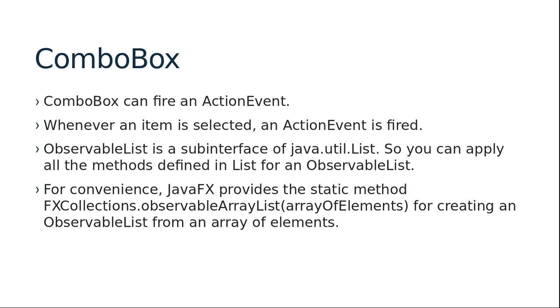Now if you do not have a list directly, and let's say you have an array of all the options, then you can directly convert your array to an observable list using the observableArrayList method, which is there in the FXCollections class. You pass that list in the combo box constructor, and the combo box will be generated automatically.